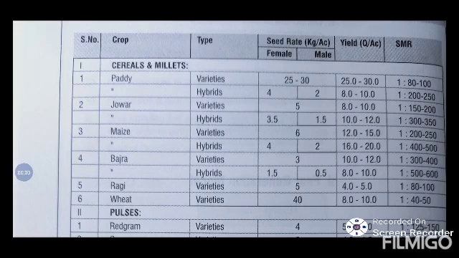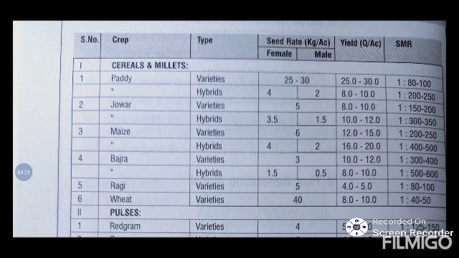Here we shall discuss the different crops' seed rate individually, if available, the seed rate for female and male. Whenever we talk about hybrid seed production, we use female and male seed quantities separately. Then we shall also include the yield and seed multiplication rate.